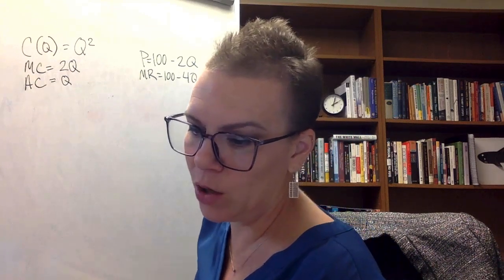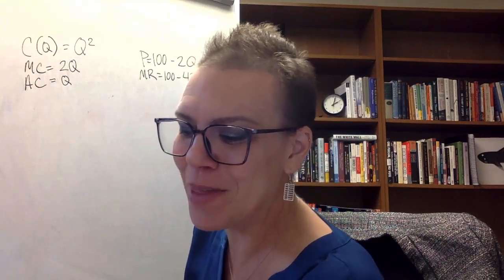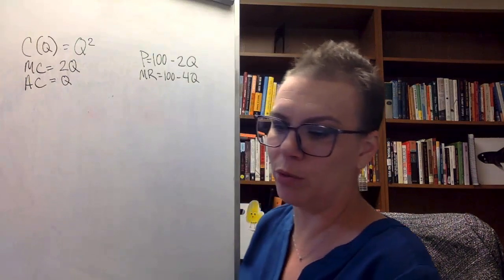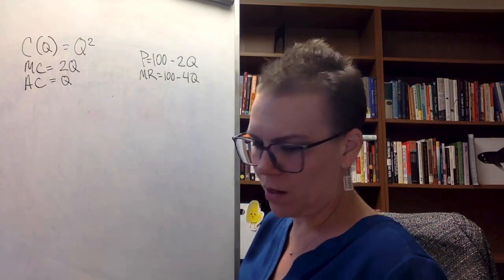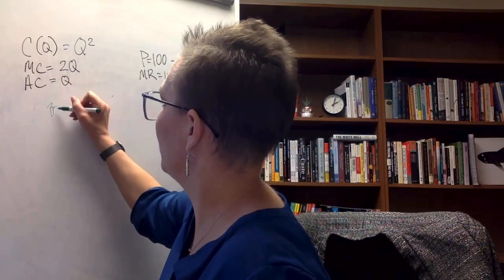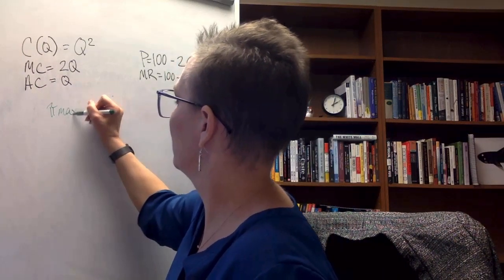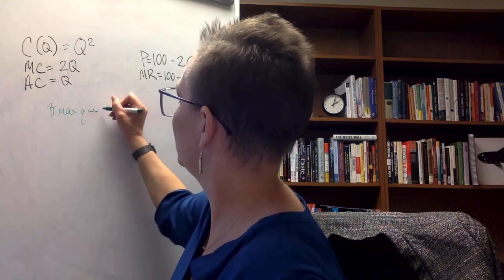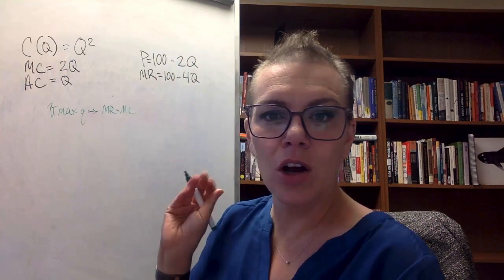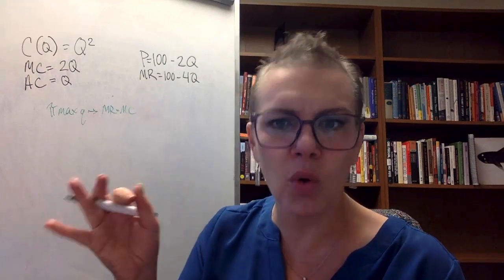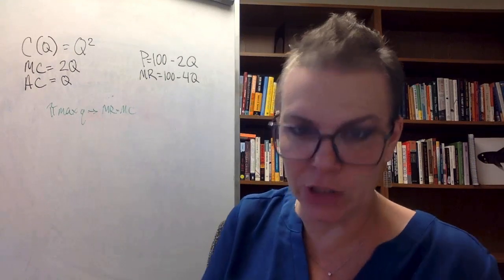Part B also says determine the profit maximizing quantity the monopolist will produce and the price they will charge. So to find the profit maximizing quantity, we want to set marginal revenue equal to marginal cost. That is always what a profit maximizing firm is going to do.